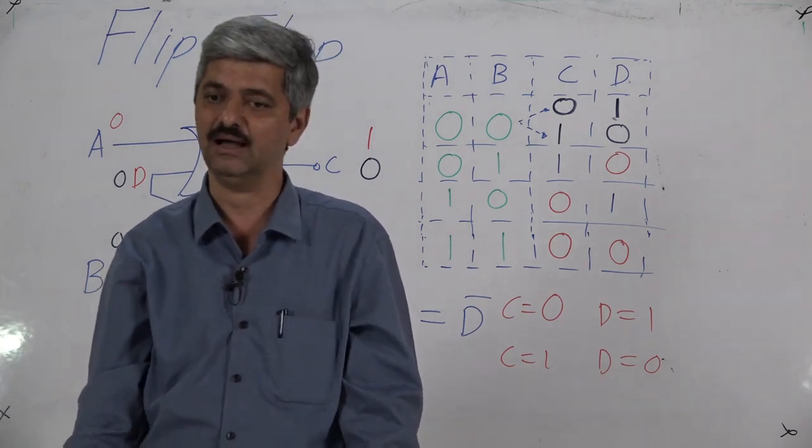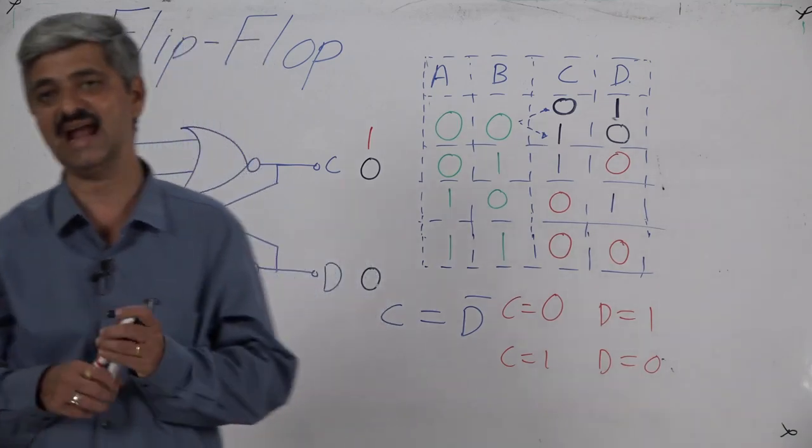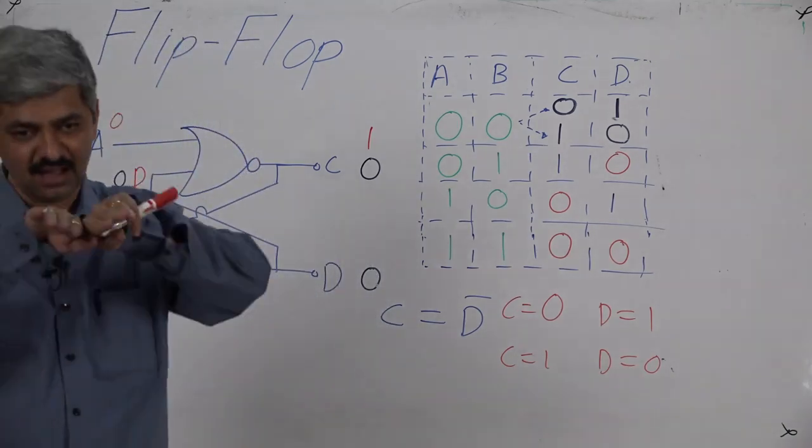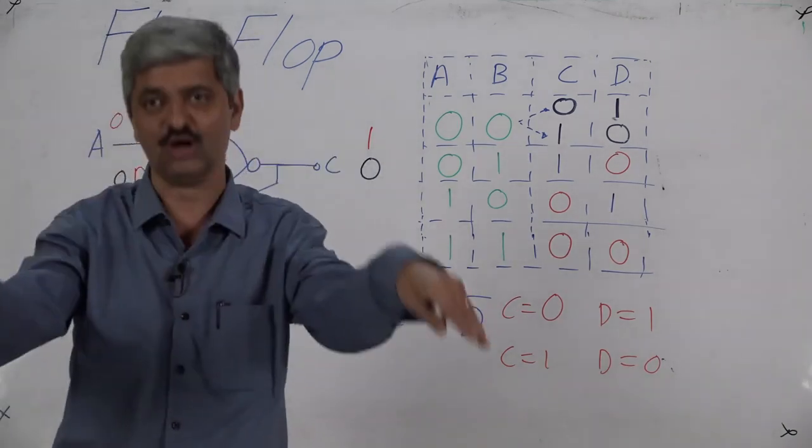It is called a state transition diagram. It will go to either 0 1 or 1 0.